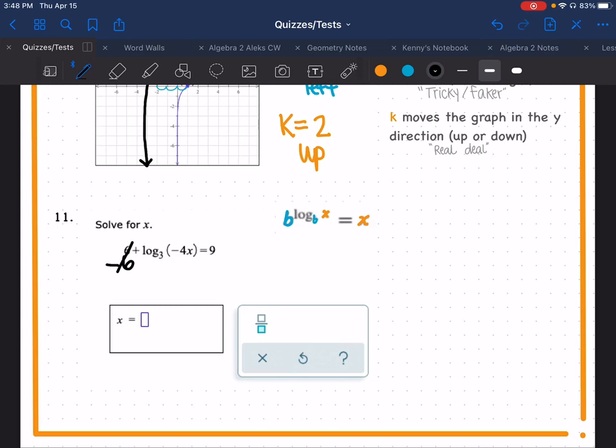So before I start, I'm going to go ahead and minus 6 to both sides, which gives me log base 3 of negative 4x equals 3. 9 minus 6 is 3. So there we go, right? And then I would have this as well.